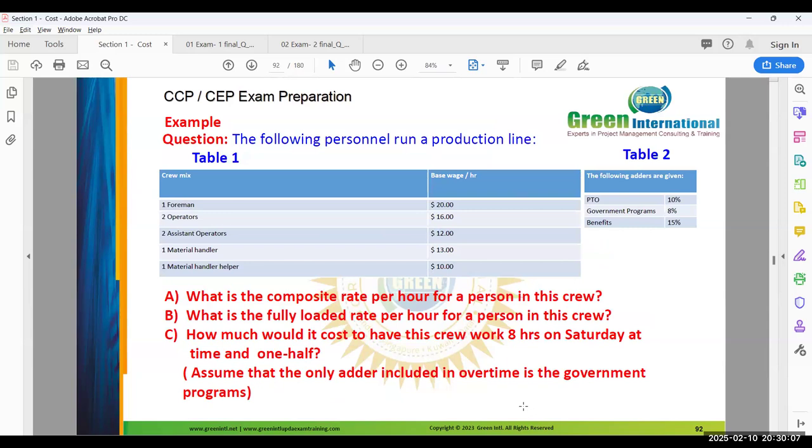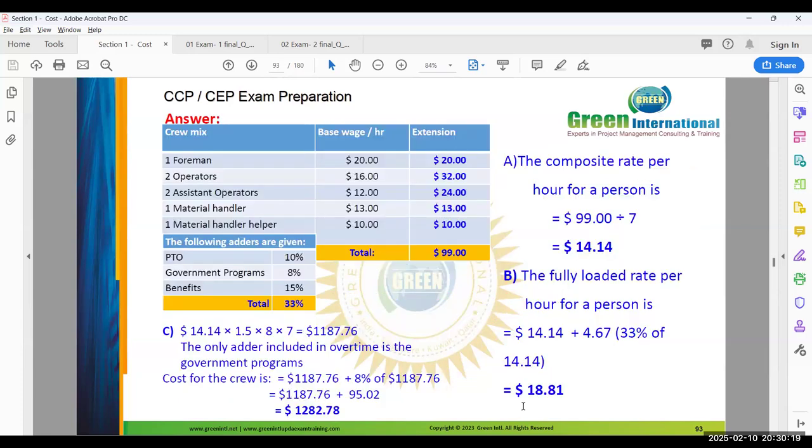So next they're asking how much it would cost to have this crew work 8 hours on Saturday at the rate of 1.5. Considering Saturday there is holiday, overtime. So calculate: 14.14 is the base rate, multiplied by 1.5 since it's working on Saturday, and multiplied by 8 hours.